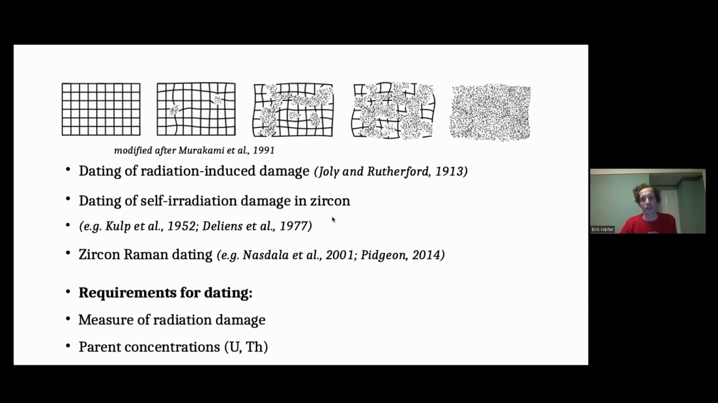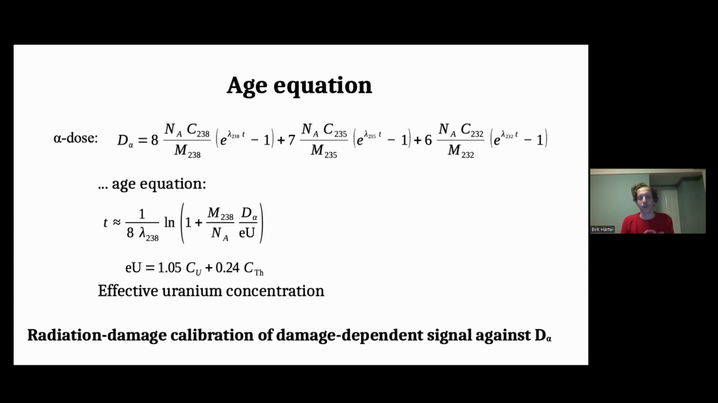We need to measure the daughters or the effect of the radioactive process. In this case, we need to measure how much damage has been accumulated in the lattice. And we need to measure the parents. So we need to know how much uranium and thorium is there, so that we can calculate back how much has decayed over time and at what rate. So how does this work?